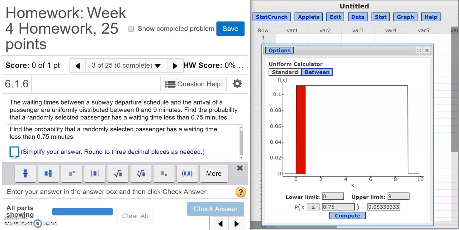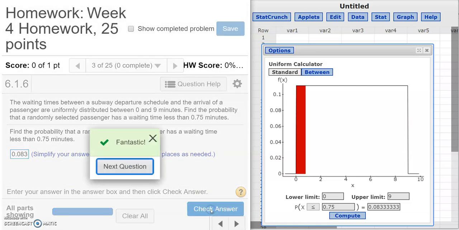So over here, we'll just add that number, 0.083. This says to round to 3 decimal places, so I stop there. And that's correct.